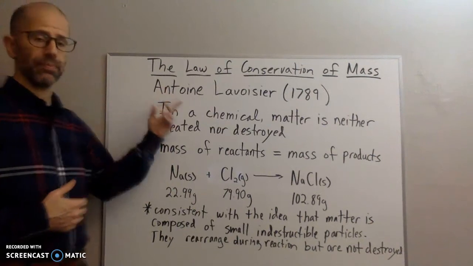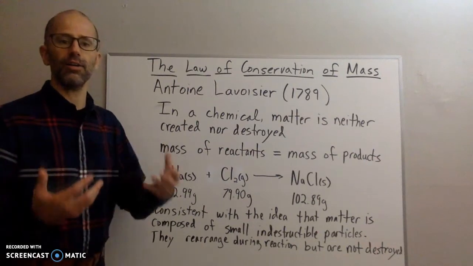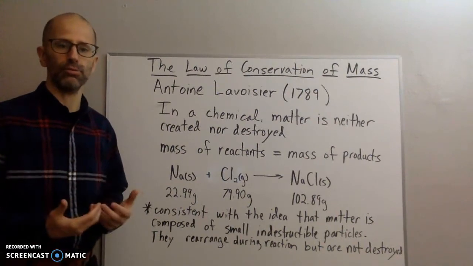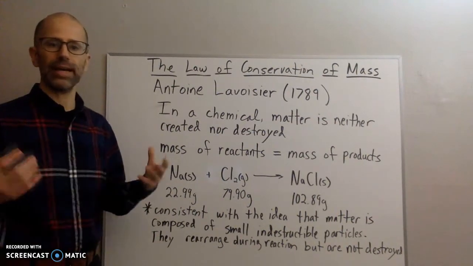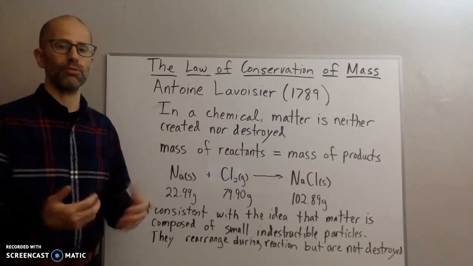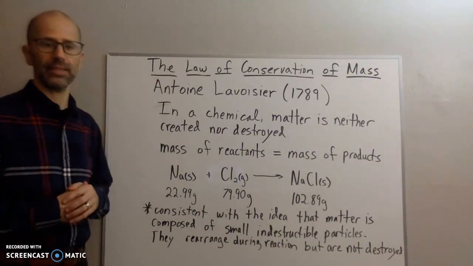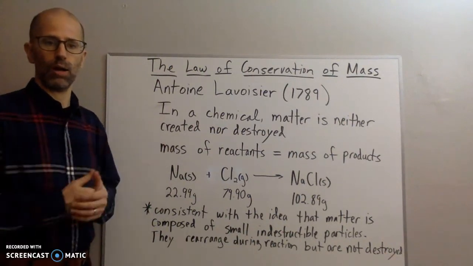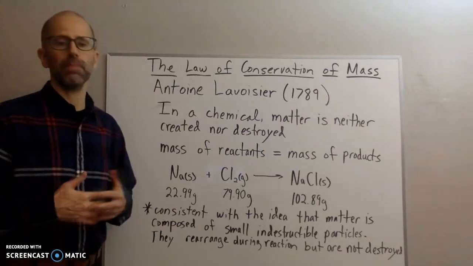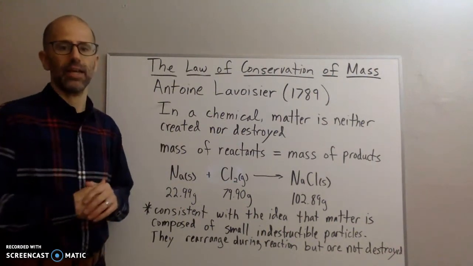Now, a law is different. A law is a statement of those observations. It's a general statement of what we actually observe. It's not a theory. We're not trying to explain anything in a law. We're just stating what is observed generally. Okay, so the law of conservation of mass is something we observe all around the world.